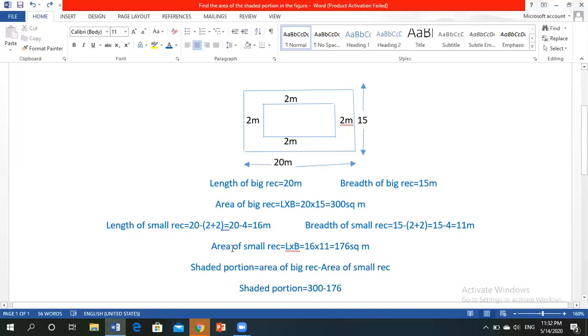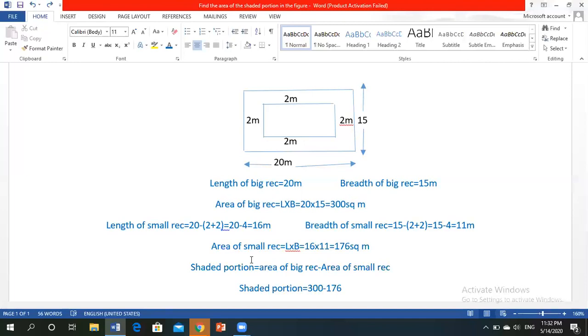Now we can easily find the area of the small rectangle, that is length multiplied by breadth. 16 times 11 gives us 176 square meters. We have got the area of the small rectangle, and we already calculated the area of the big rectangle, that was 300 square meters. Now we can find the area of the shaded portion by a simple formula, that is area of the big rectangle minus area of the small rectangle.